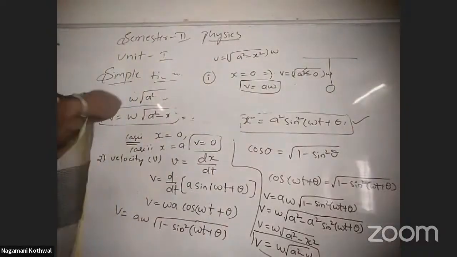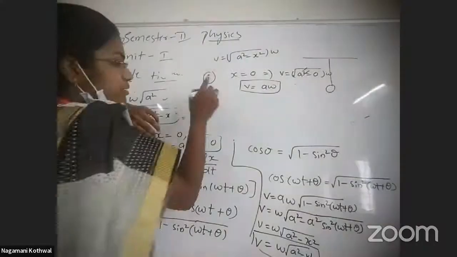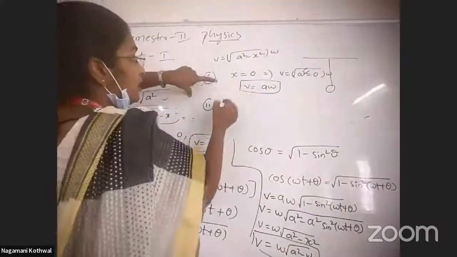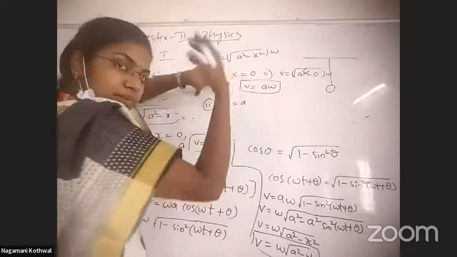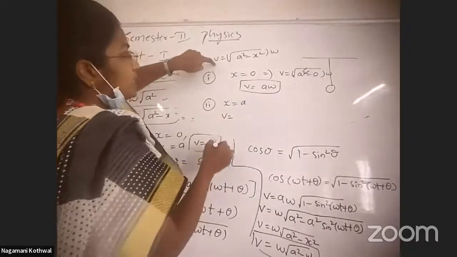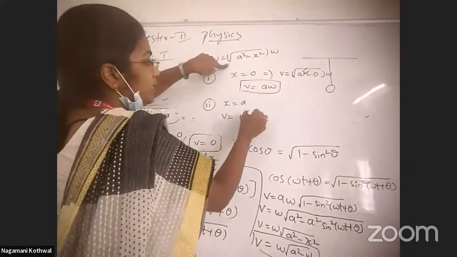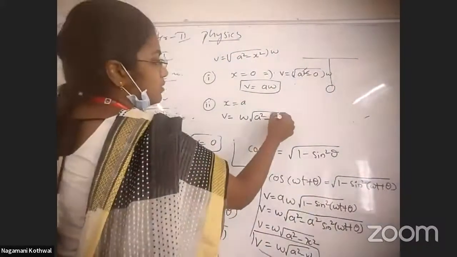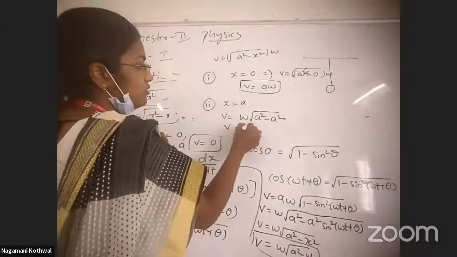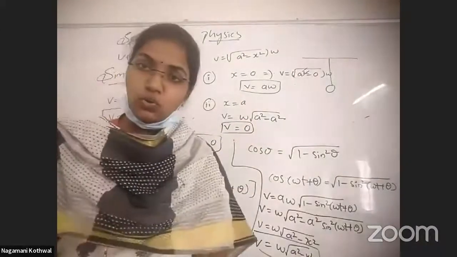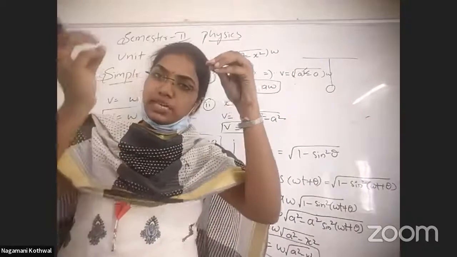Okay? Next, case 2, at extreme position. Extreme position means maximum position of the bob. x equal to a means maximum displacement. If you substitute x equal to a, what will happen to velocity? v equal to omega into under root a square minus x square, equal to a square minus a square, 0, v equal to 0. Whenever velocity is going to be 0, it means the pendulum is coming back.